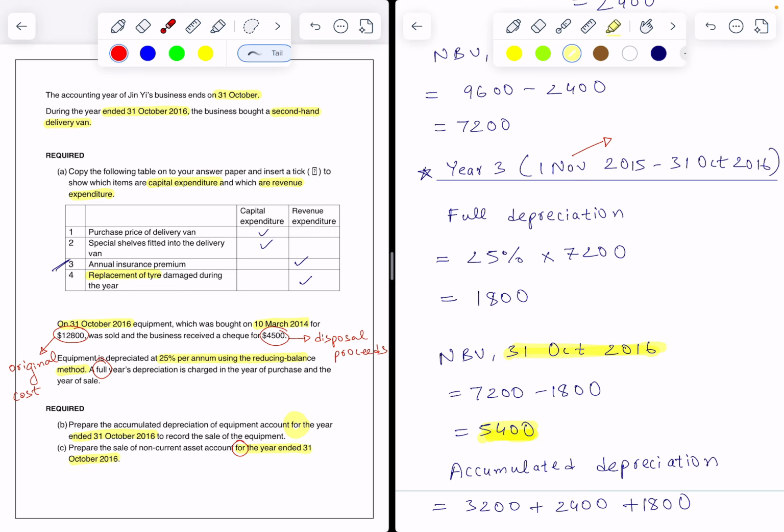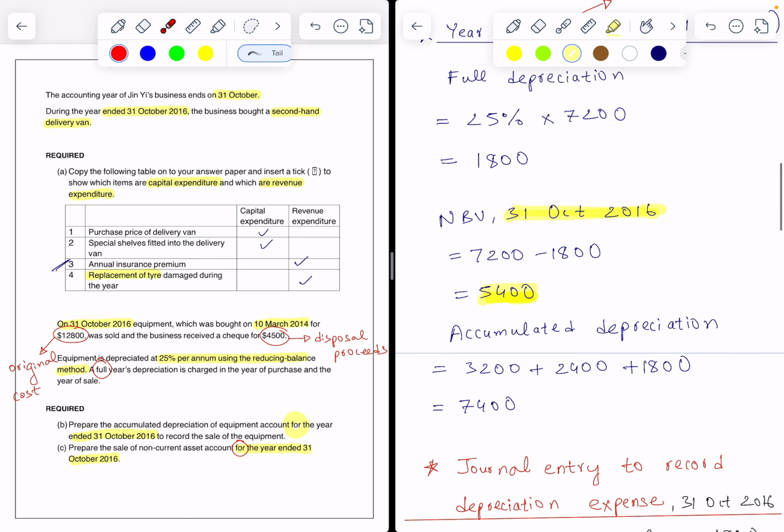Okay? Now, what's the total accumulated depreciation for this equipment since the day of purchase? The accumulated depreciation for the 3 years of usage within the business is basically $3,200, which we got from year 1, plus an additional $2,400 from year 2, followed by an additional $1,800, which we have just derived for year 3.